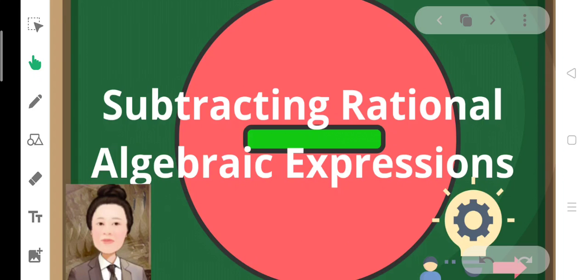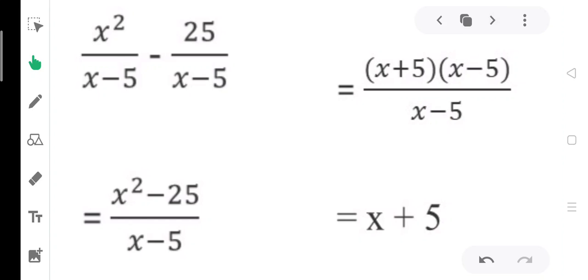Let us have subtracting rational algebraic expressions. So the concept in subtracting fractions will be applied here. For example, we have x squared over x minus 5 minus 25 over x minus 5. Since these are similar rational algebraic expressions, we can simply copy the common denominator x minus 5 and then subtract the numerator. So we have x squared minus 25 all over x minus 5.